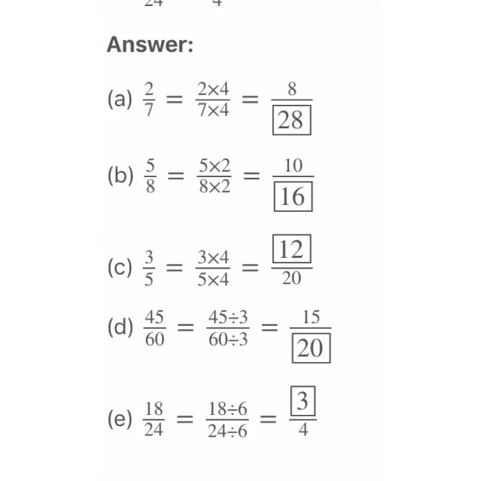15 upon 20. Children, in this question we have seen that on the left hand side we had a bigger fraction than the right hand side. So here we have divided the numerator also and got the answer in the blank. Now the last one is 18 upon 24 equals blank upon 4. Now divide 24 by 4. So what is the answer? 6. And then divide 18 by 6. And what is the answer? 3. So the fraction obtained is 3 by 4.